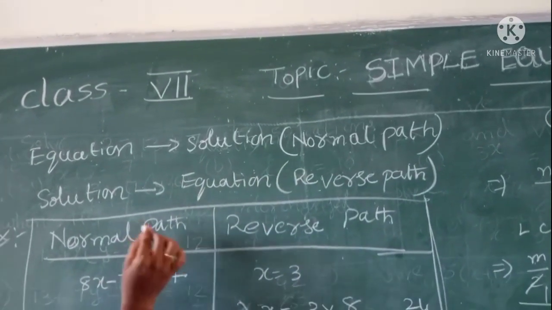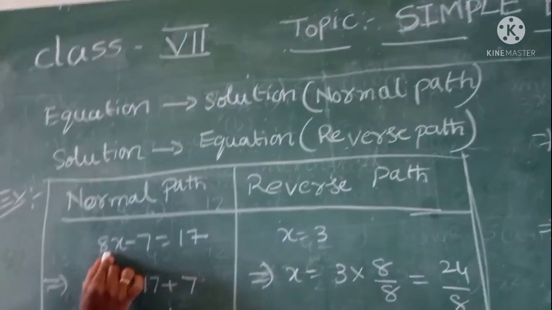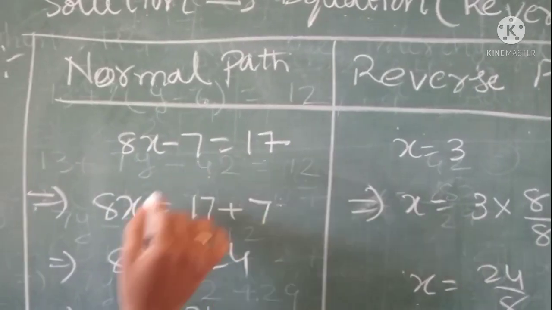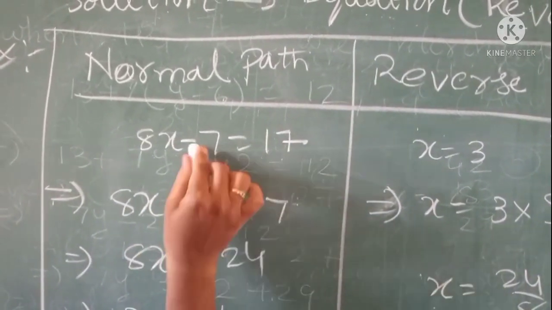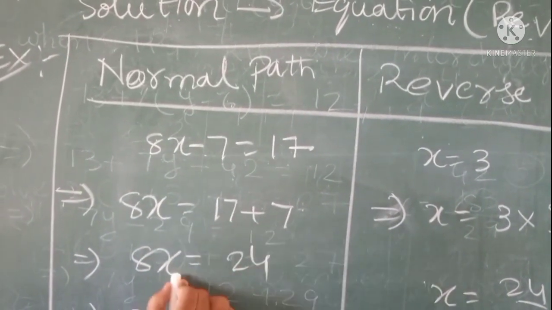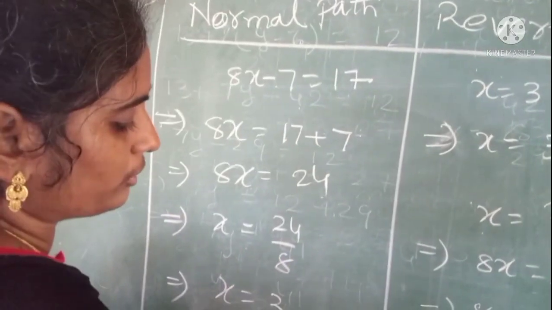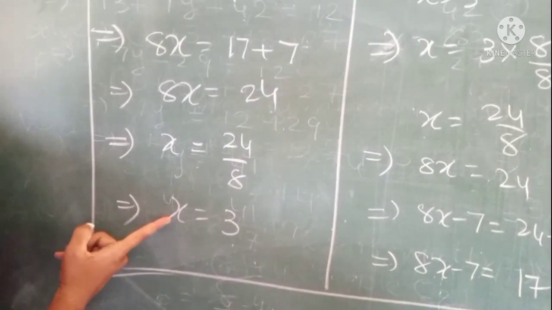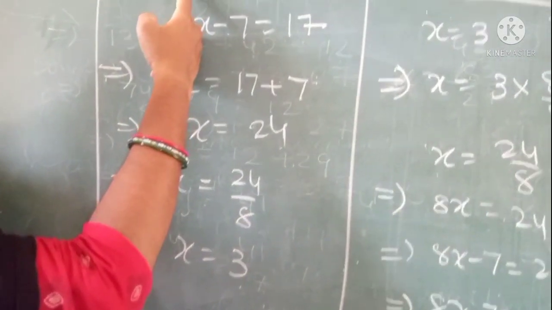For example, normal path. Let us consider a simple equation: 8x minus 7 is equal to 17. 8x is equal to 17 plus 7. 8x equals 24. x is equal to 3. This is the equation, this is the solution. It is called the normal path.